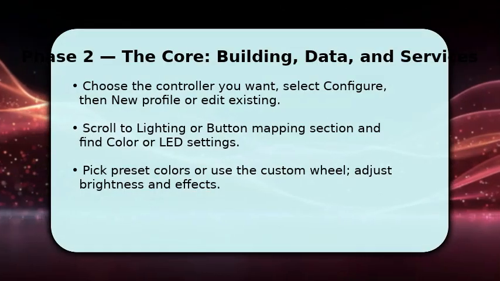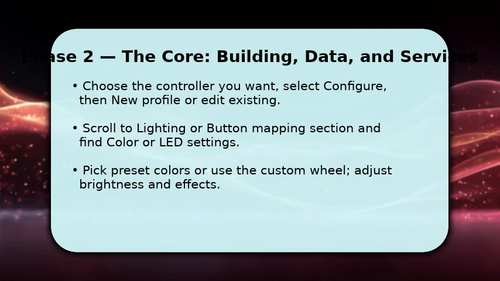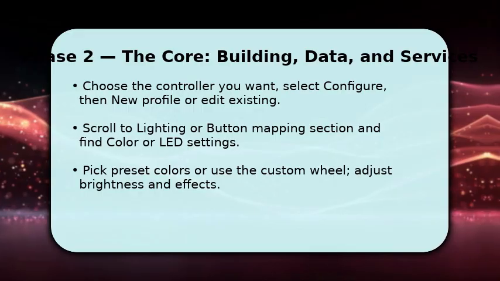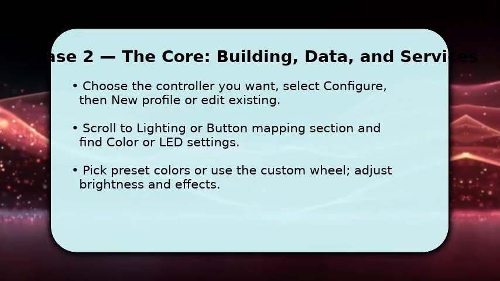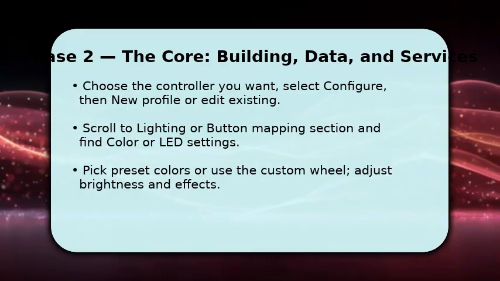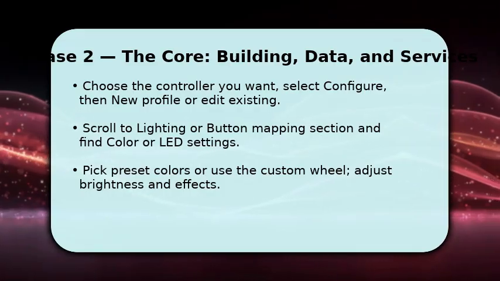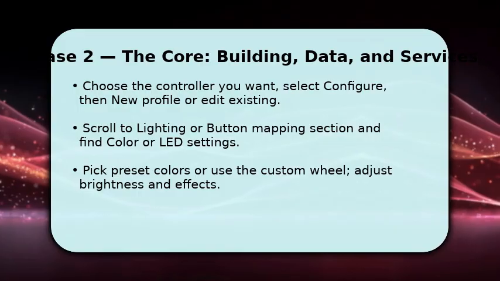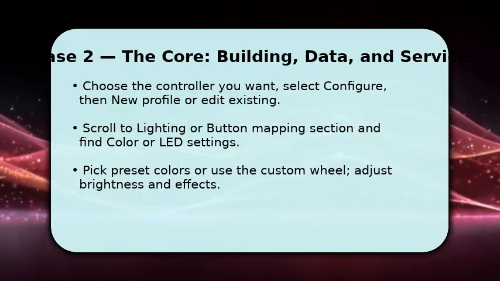You now choose the controller entry and press Configure, then create a new profile or edit an existing one. Scroll through the configuration tabs until you reach lighting or LED settings. There you'll find color choices and brightness controls. Pick a preset for speed, or open the custom color wheel to set an exact hue, then adjust intensity and effects like breathing or steady.